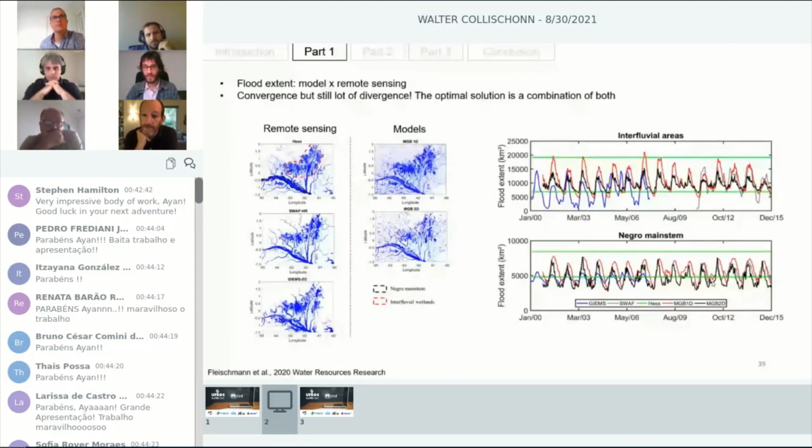And when we look at the flood extent, here we have the maximum flood extent maps based on remote sensing and based on models for this basin, the Negro River Basin. And here are the time series of flooding based on all the products that we had. We see very clearly that there is some convergence among the products, but still there is a lot of divergence. And the optimal solution to understand what's the actual flood extent in the basin should be a combination of both remote sensing and modeling approaches.